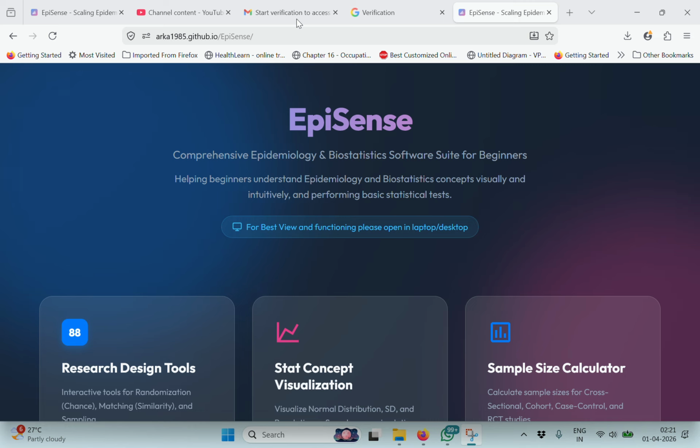All. Today, I'm going to discuss the third module of Episense. So, Episense is a comprehensive epidemiology and biostatistical software suite specifically designed for beginners to understand different concepts intuitively and visually for biomedical research.